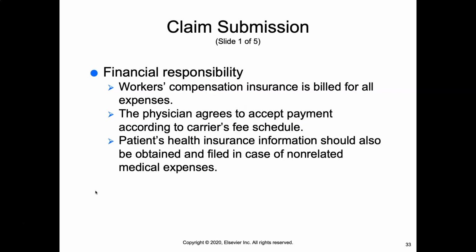When it comes to financial responsibility, workers' comp is billed for the expenses. So that's why they don't go after the patient for any of the cost, or they should never go after the patient for any of the cost of their medical care related to the injury. That all needs to go through workers' compensation. And the physician that's treating the patient agrees to accept payment according to the carrier's fee schedule. And then you would just go through the same process as you always would. It's just that you file the claim to workers' comp.